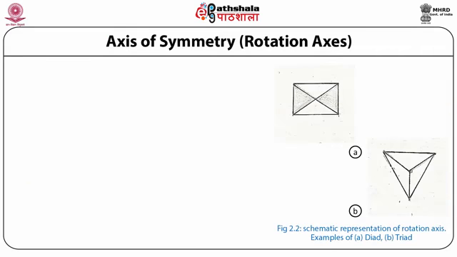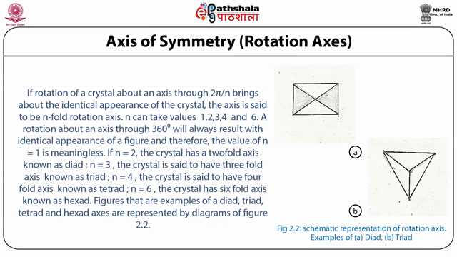Axis of symmetry, also known as rotation axes. If rotation of a crystal about an axis through 2 pi by n brings about the identical appearance of the crystal, the axis is said to be an n-fold rotation axis. n can take values 1, 2, 3, 4, and 6. A rotation about an axis through 360 degrees will always result in identical appearance of a figure, and therefore the value of n equal to 1 is meaningless.